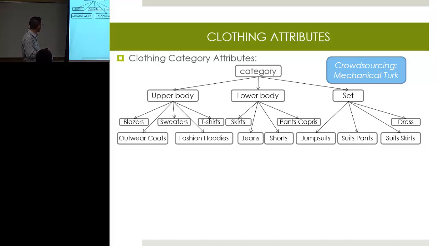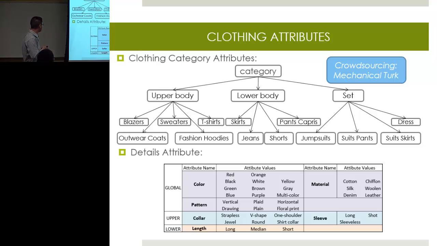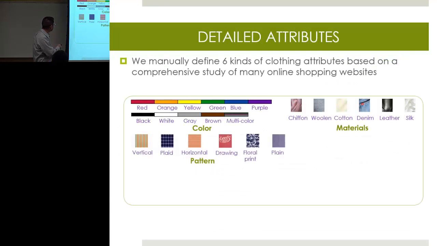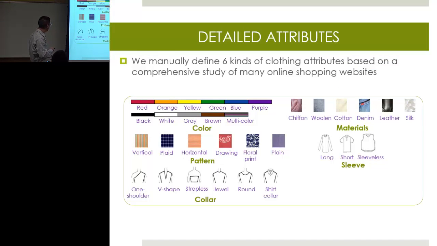So we define two sets of attributes. The first is category attributes. And the second is the details, including the color, pattern, material, and the collar style, for example, a V style or round style, and the sleeve, for example, a long sleeve, short sleeve, or maybe sleeveless, right? And also the lower body bearing length. In total, we have 6 types of this kind of detailed attributes. And here are some visualizations of these different attributes and the corresponding values for each attribute.